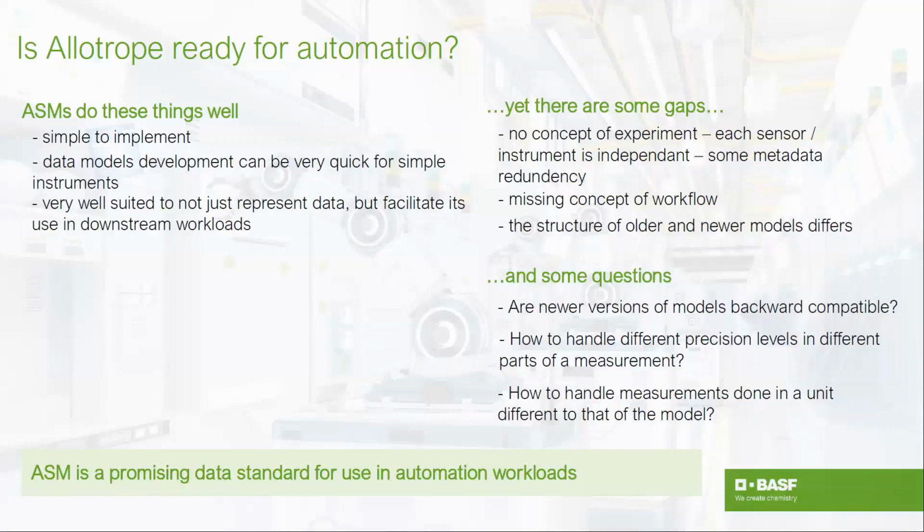So now, just to finish, I hope I've shown you with this that Allotrope really is for us a promising data standard for use in automation workloads. And why? Because it does a few things well right now. It's simple to implement. I mean, a couple of weeks is nothing. It has quite quickly developed models. Before we received our models, we actually implemented them ourselves, without having the JSON data models before. So it can be very quick to iterate, and it's very well suited not just to present data, but also to facilitate its use in downstream workloads.